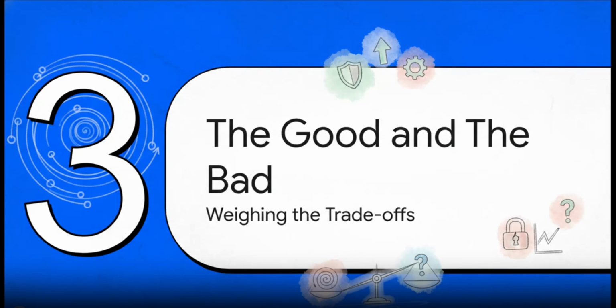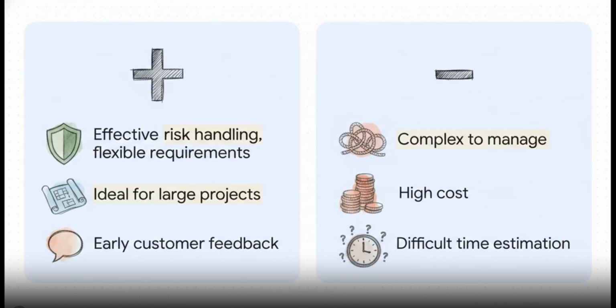So you can see it's a super thorough process. But like anything in life, no model is perfect. There are always trade-offs. So let's get real about the good and the bad of going with the spiral model. Okay, let's break it down. On the plus side, it is fantastic at handling risk. It's built for it. It's super flexible if you know your requirements are going to change, and it's great for those huge, complex projects. Plus, you get customer feedback really early.